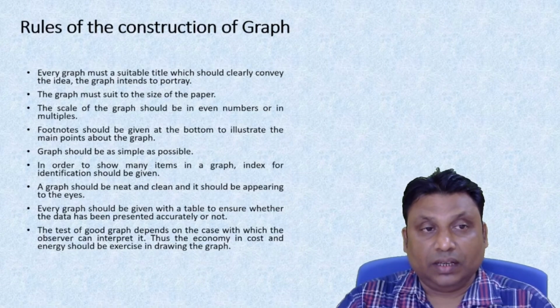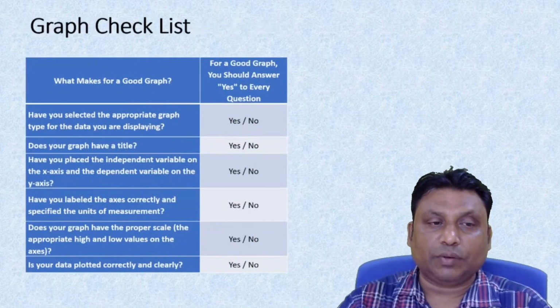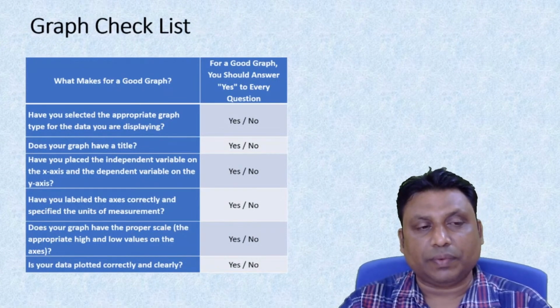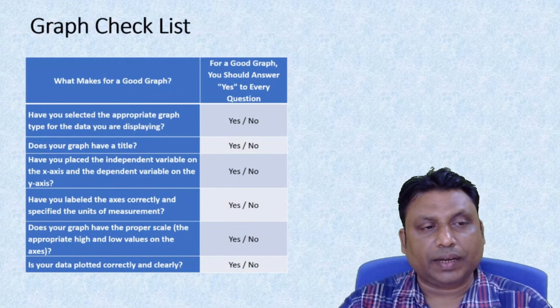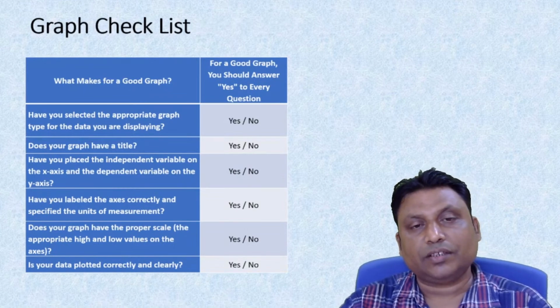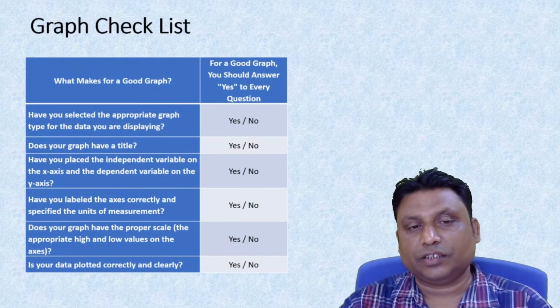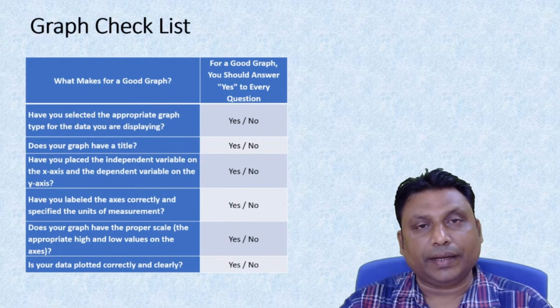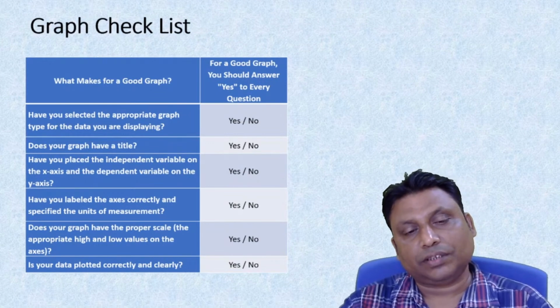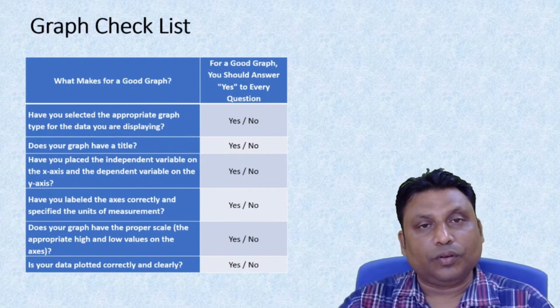Listen. Now the checklist. What makes a good graph? You first have to find out: have you selected the appropriate graph type for the data you are displaying, yes or no? You are asking the question to yourself. If yes, it is good. Does your graph have a title? Yes or no? If yes, it's good. If no, you have to put in your title.